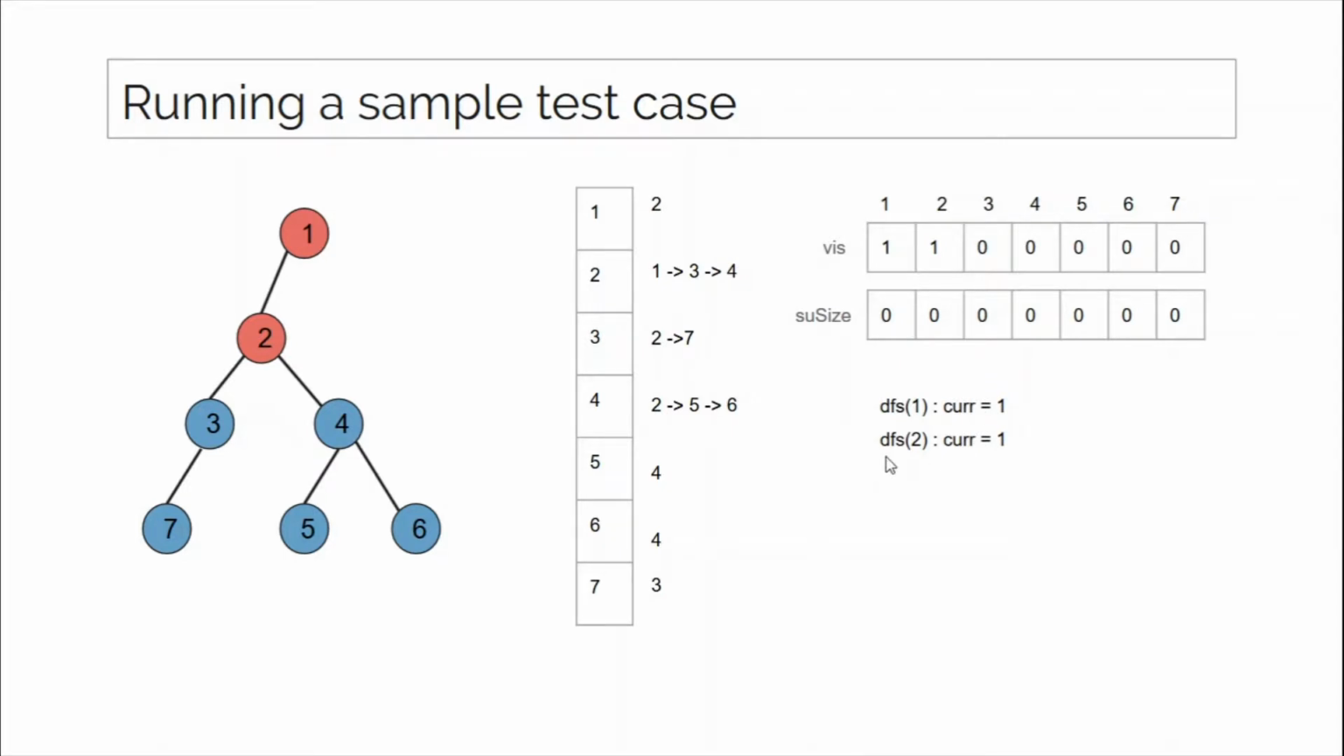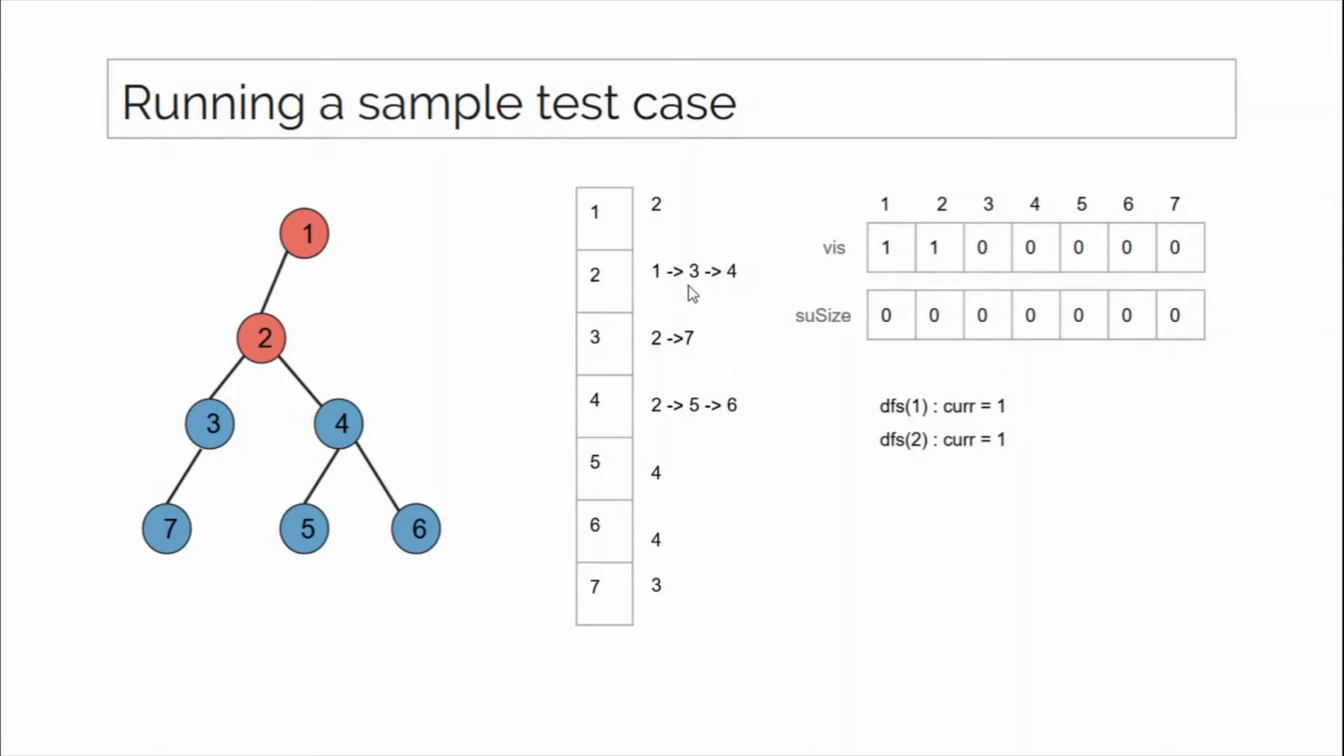So as soon as we reach node 2, we would mark it as visited, and also node 2's current would be 1 as well. Now in the adjacency list of 2 there is 1, but 1 is already visited, so it cannot be a child of node 2.